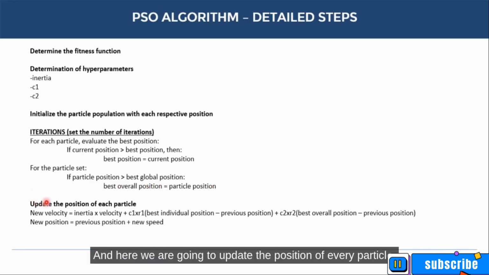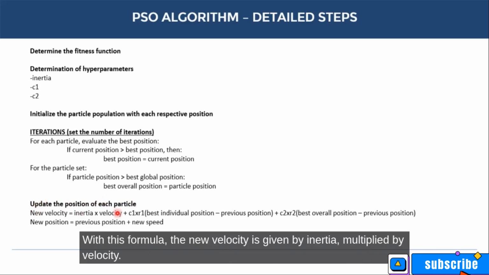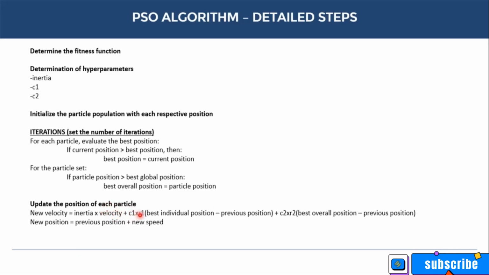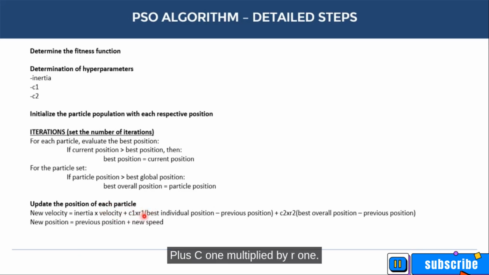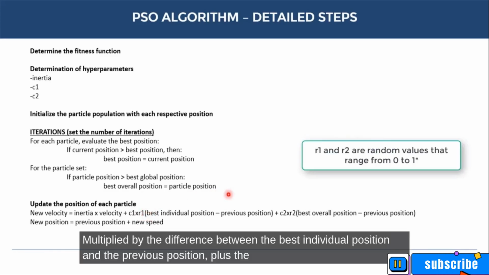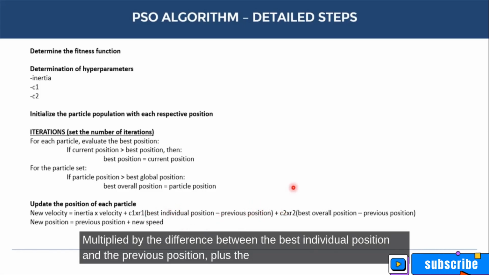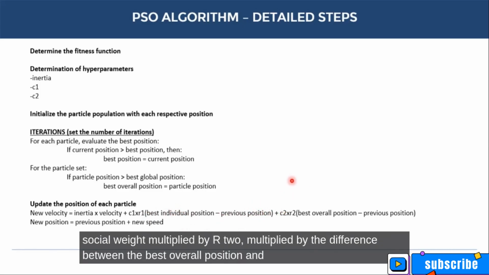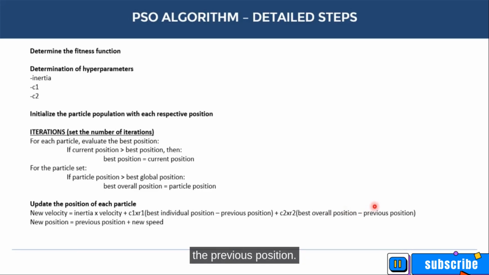And here we are going to update the position of every particle with this formula. The new velocity is given by inertia multiplied by velocity plus C1 multiplied by R1 multiplied by the difference between the best individual position and the previous position plus the social weight multiplied by R2 multiplied by the difference between the best overall position and the previous position.